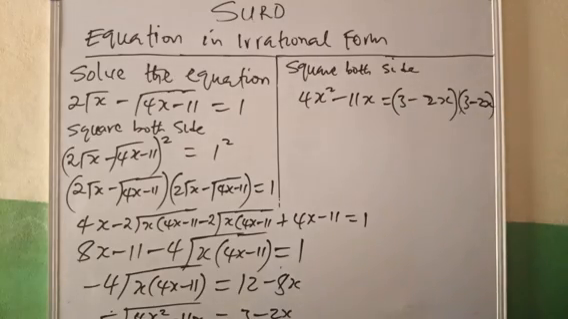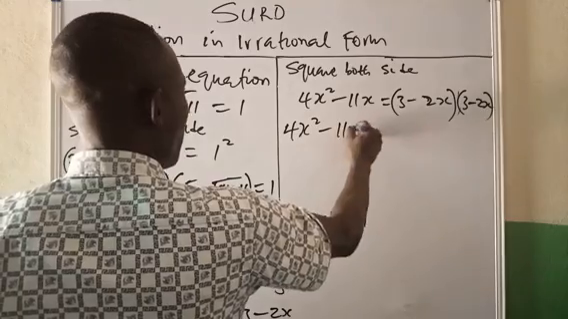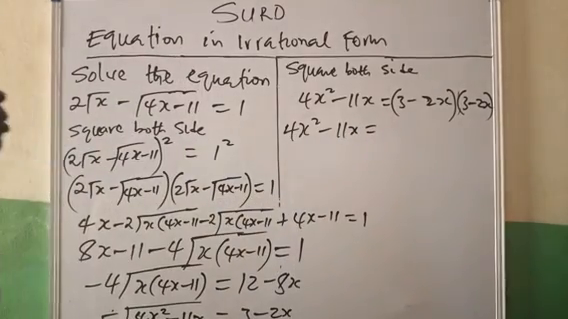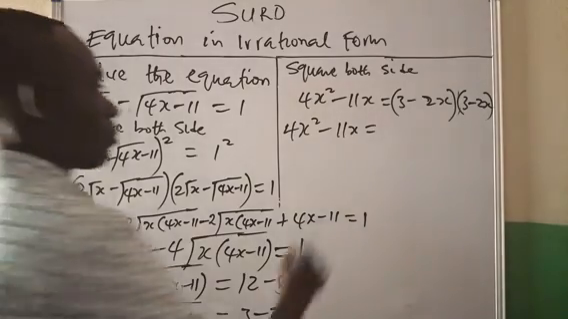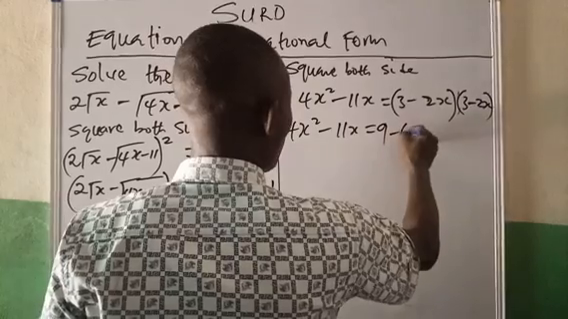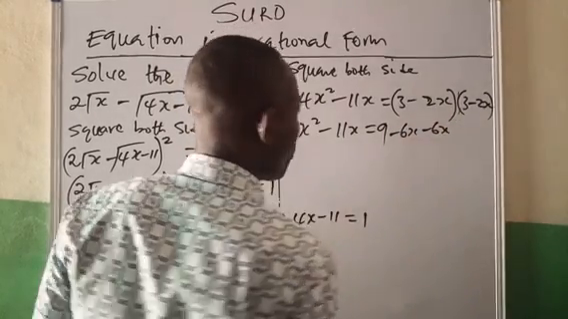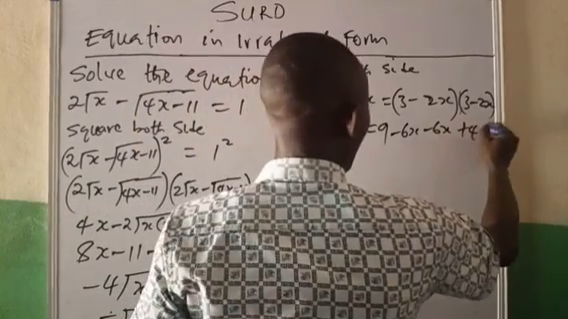So if I open this bracket, I'll have 4s squared minus 11s. That will be equals to 3 times 3 is 9. This is 9. Then I have minus 6s. This times this is another minus 6s plus 4s squared.